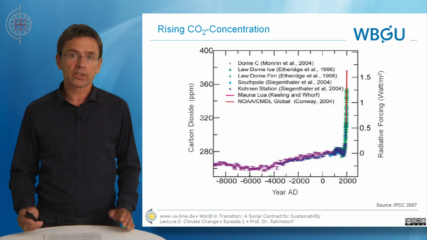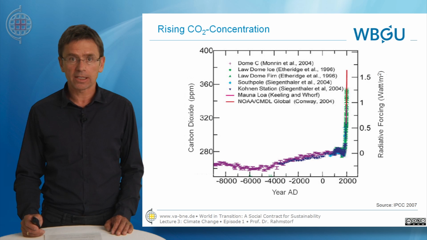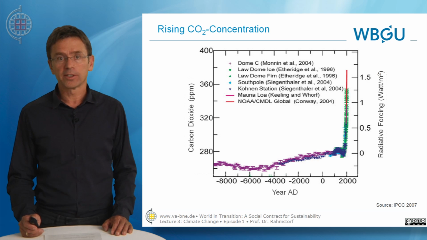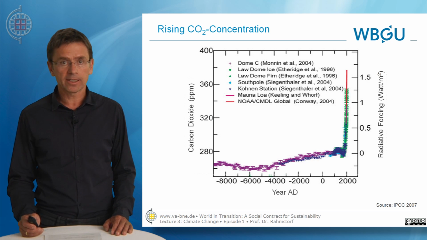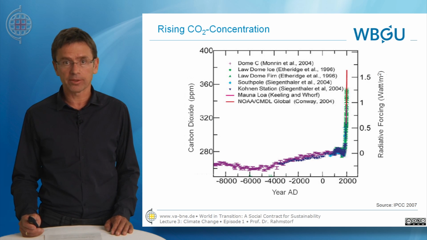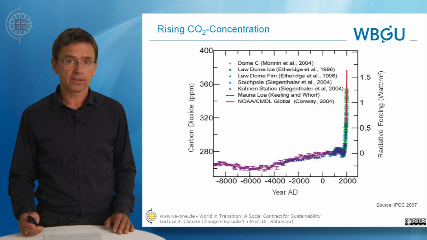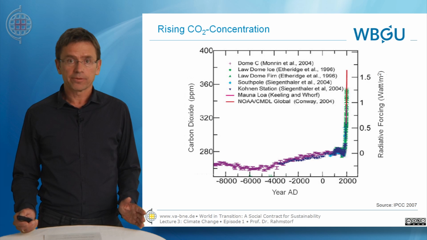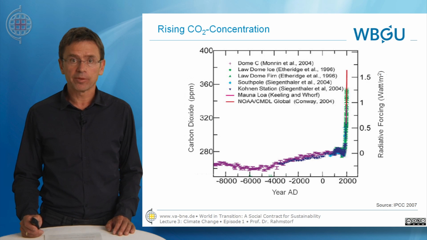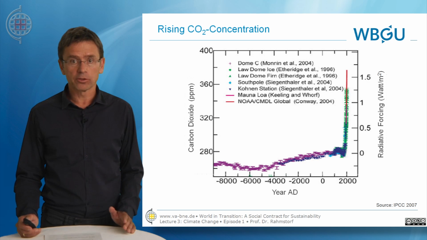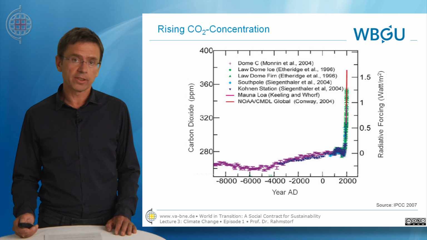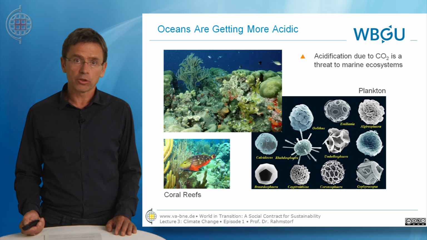So there is no question that this increase might be partly natural. Rather, the opposite is the case. The natural Earth system has taken up about half of the fossil carbon that we have emitted. So now you might wonder, where is the other half that we have emitted into the atmosphere, but that's not there anymore? And the answer is simple. Most of this has gone into the ocean.